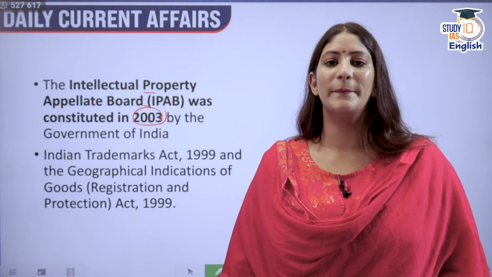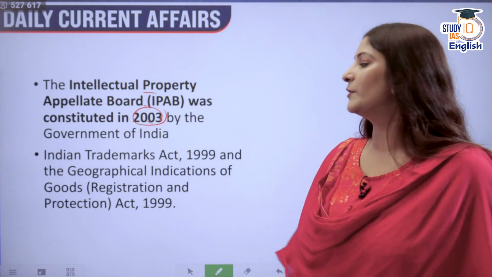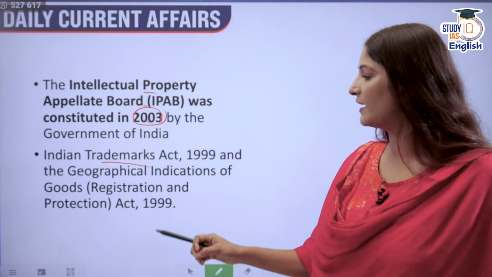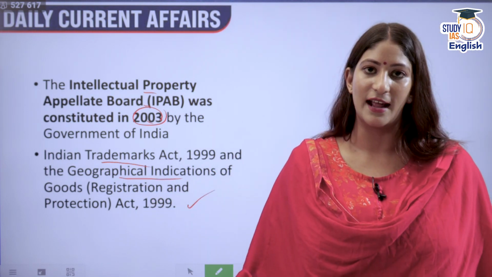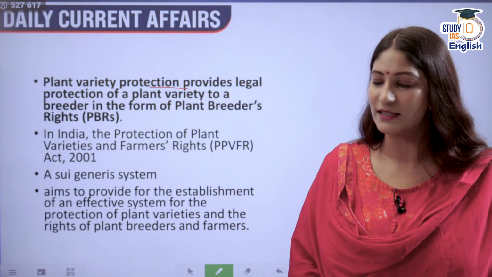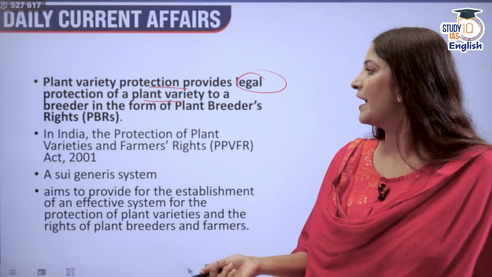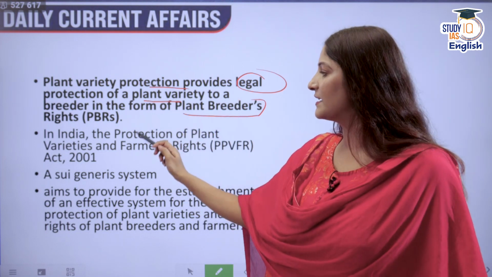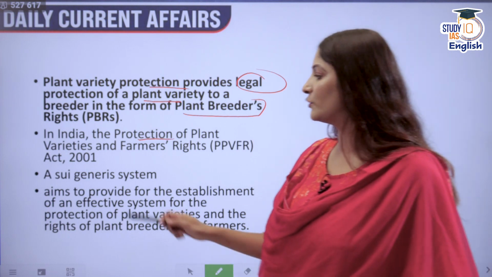If one has to appeal against the decision of the registrar, they can do so in this appellate board, and it works according to the Indian Trademarks Act of 1999 and the Geographical Indications of Goods Act of 1999 as well. Now, plant variety protection provides legal protection of a plant variety to a breeder, and that is in the form of plant breeders' rights. And this is dictated by the Protection of Plant Varieties and Farmers' Rights Act of 2001.